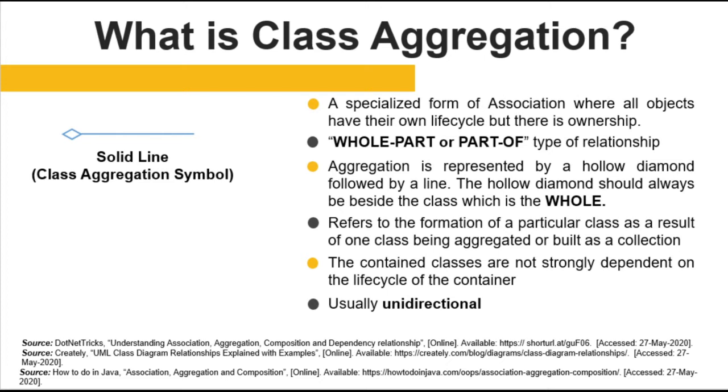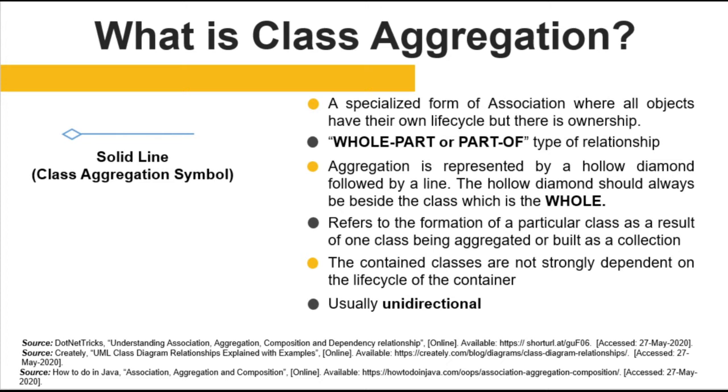Aggregation is a specialized form of association where all objects have their own life cycle, but there is ownership. This represents a whole-part or part-of relationship. This is represented by a hollow diamond followed by a line. The hollow diamond should always be beside the class which is considered as the whole.